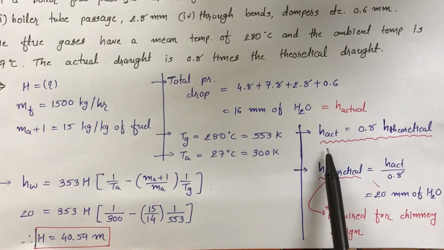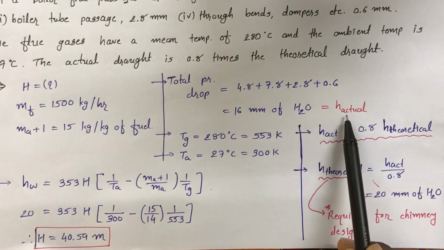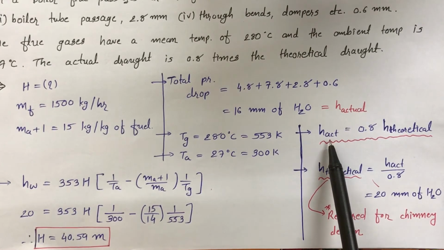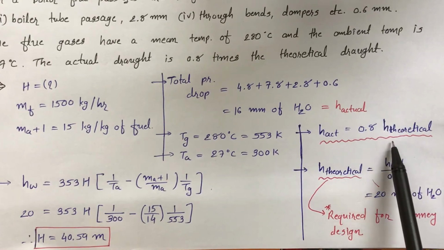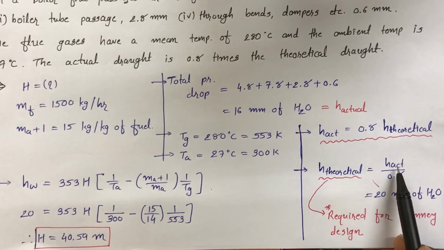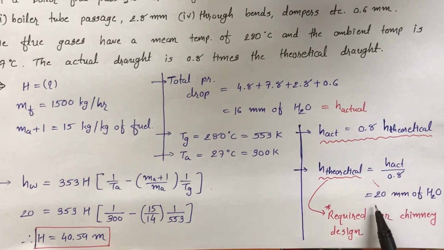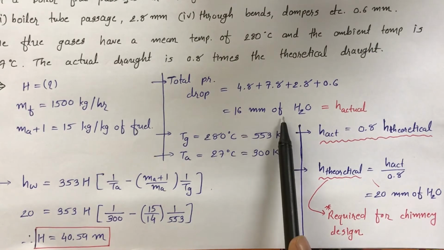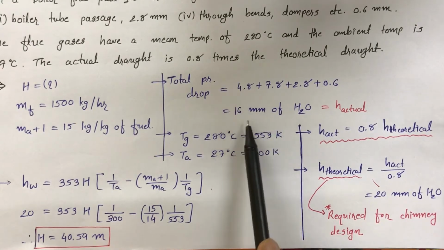This is an important point. You cannot directly use H actual in design calculation. We have to find theoretical draft first and we have to use the value of this theoretical draft for design purpose. So H theoretical will be H actual divided by 0.8. It will become 20 mm of H2O. We have to design the chimney for this value, which is more than H actual, so that after the losses we will get this value.